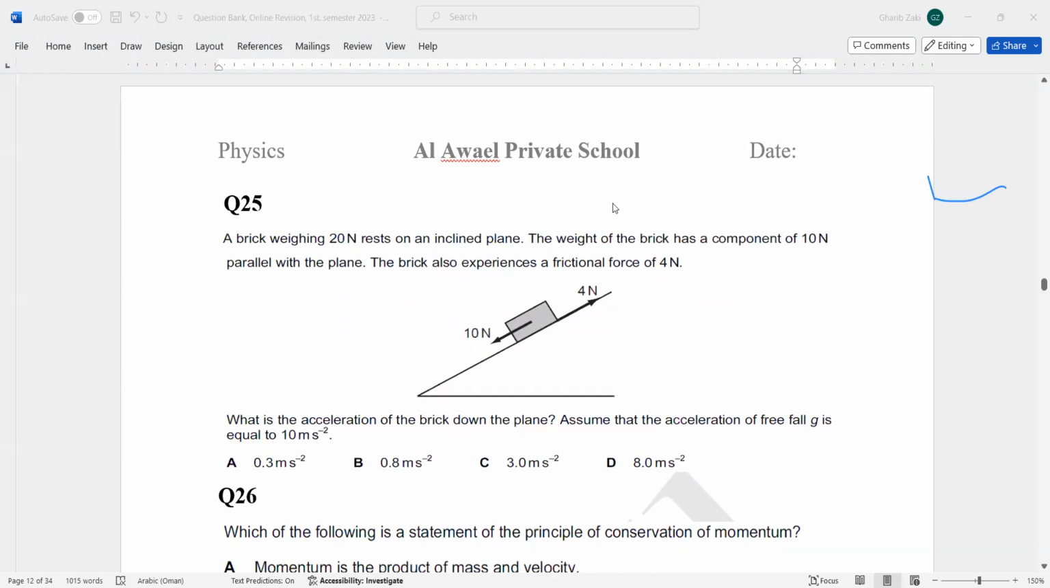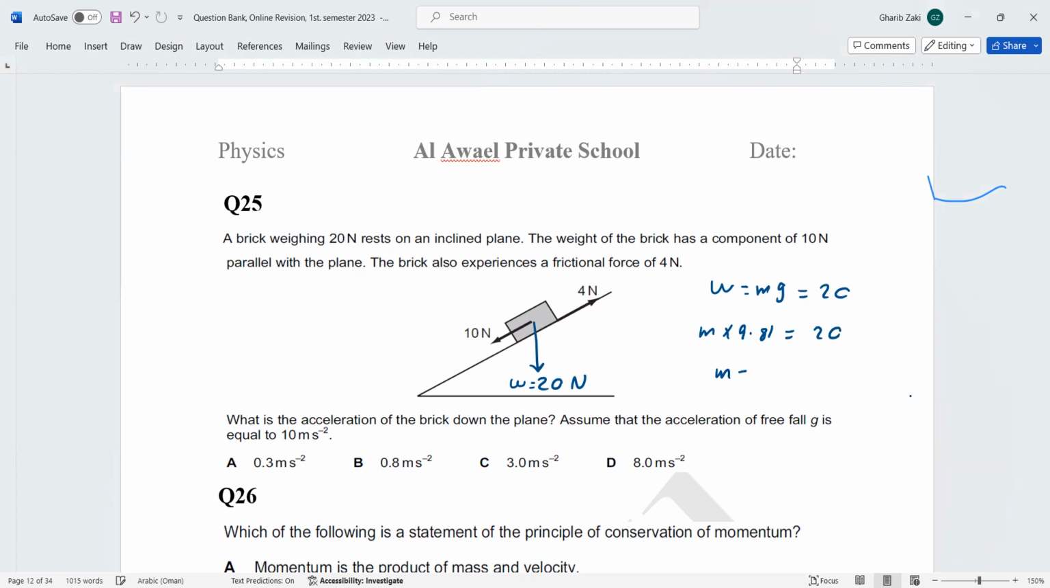Okay, let us repeat this question. A brick weighing 20 Newton. So the weight here is 20 Newton. Of course, the weight equals mg. So mg equals 20. Now we need to calculate the mass. So the mass multiply 9.81 equals 20. Then we can get the mass: 20 divided by 9.81. So the answer here is 2.03. So this is the mass.